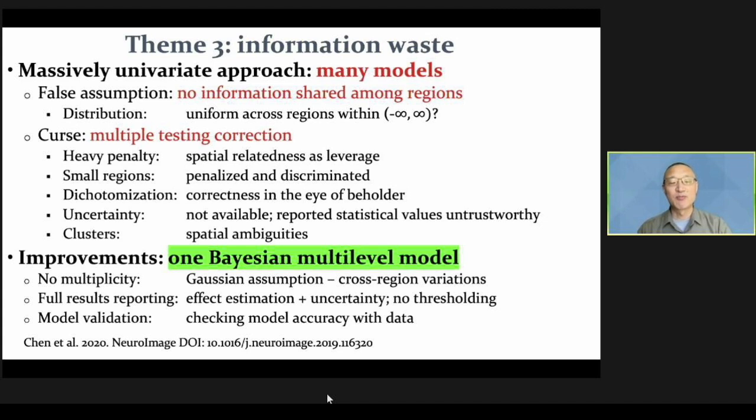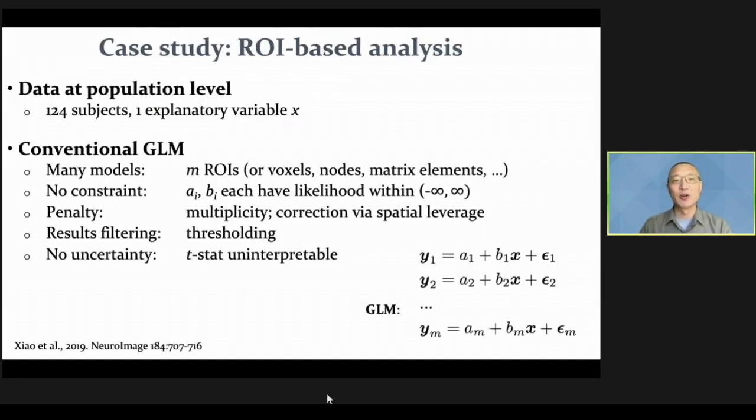So let's provide an alternative. We build just one model. That model incorporates all the regions in the brain. So automatically, there is no more multiple comparison issue, and that would allow us to report full results and estimate effect size and uncertainty. And more importantly, we can also validate the model.